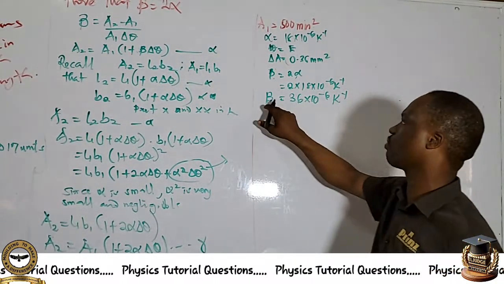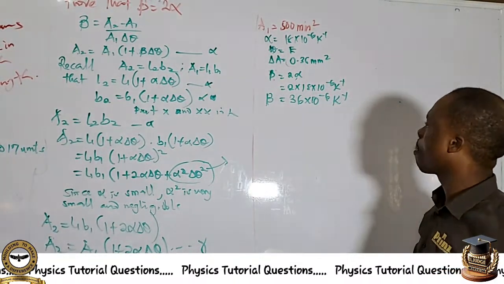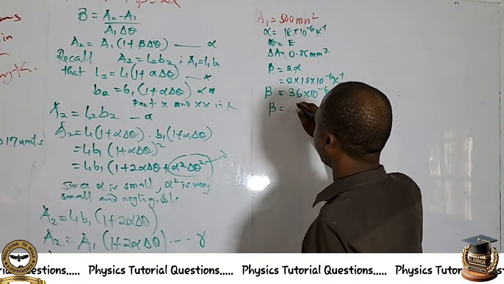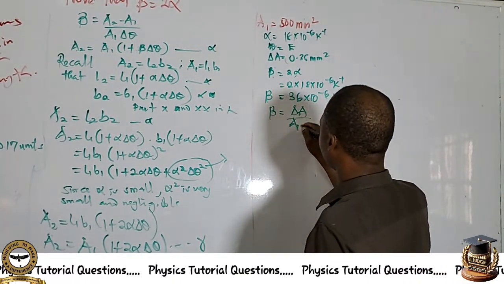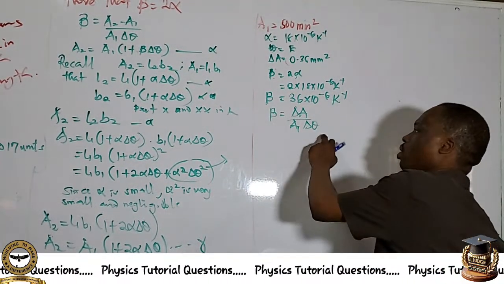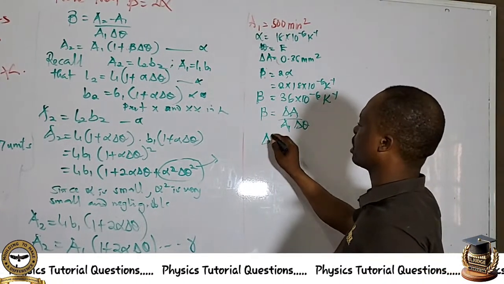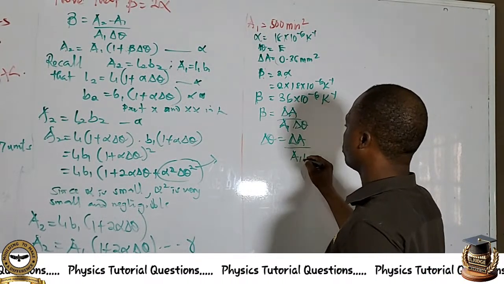Since you are dealing with area, you have to look for the beta. So far, you have been given the alpha. So now the next thing for us is that we need to write our formula. Beta equals change in area over original area times delta theta. I want to make delta theta the subject of the formula, so bring delta theta to this side. Delta theta equals delta A over A1 beta.